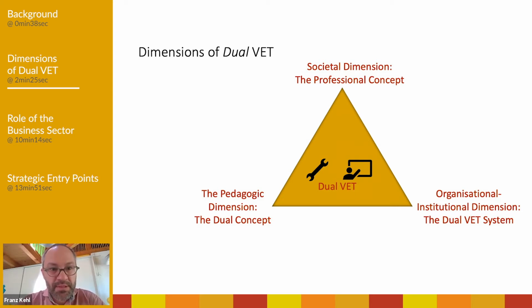First is the organizational, institutional dimension, what we call the dual VET system. The second is the pedagogic dimension, what we call the dual concept. And the third is the societal dimension that we call the professional concept. I will go into the organizational and institutional dimensions and into the pedagogic dimension afterwards.